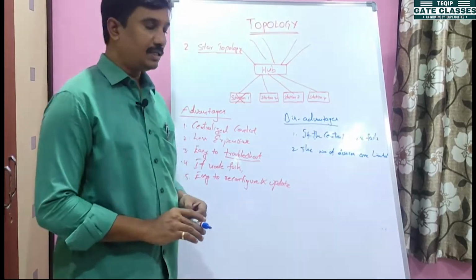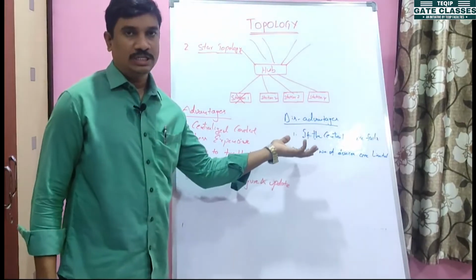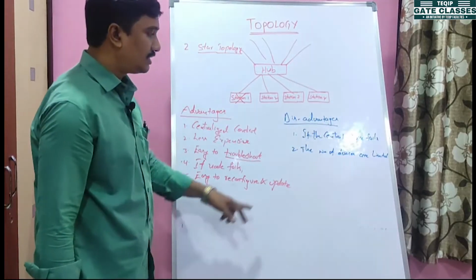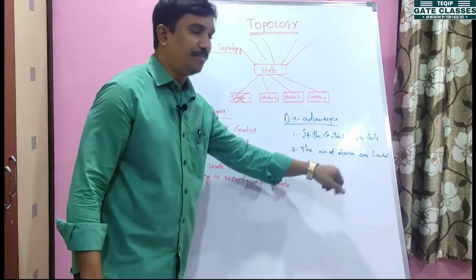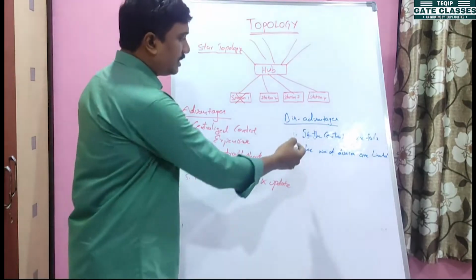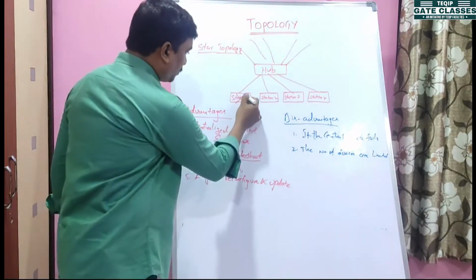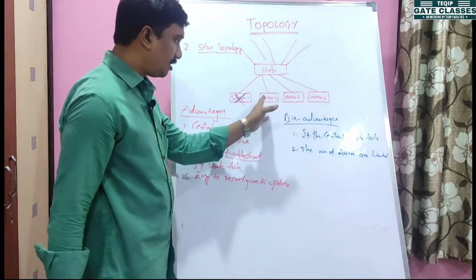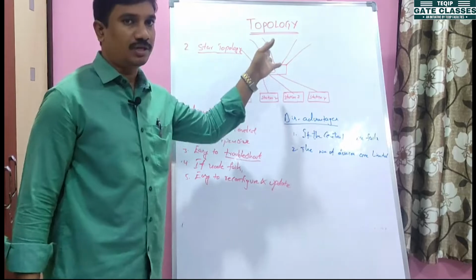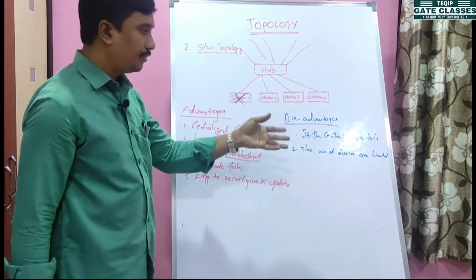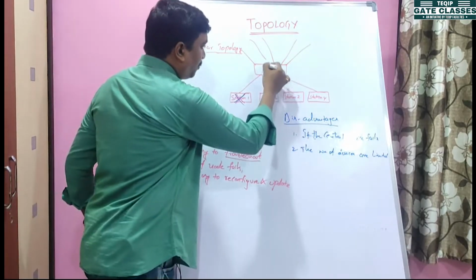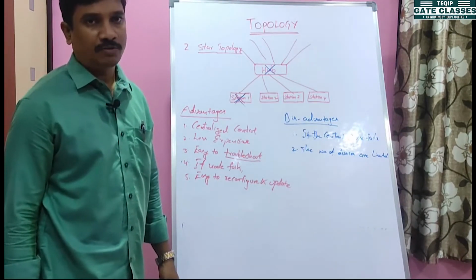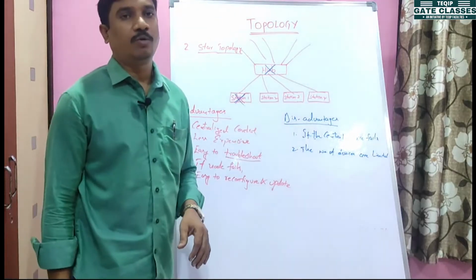Coming to the disadvantages. Mainly we have two. The first one is if the centralized device fails. The second is that the number of devices is limited. What does it mean? Suppose a station fails, what happens? Nothing. The remaining devices connect to each other very smoothly. But if the centralized part, like a switch or hub, fails, the total network will collapse.